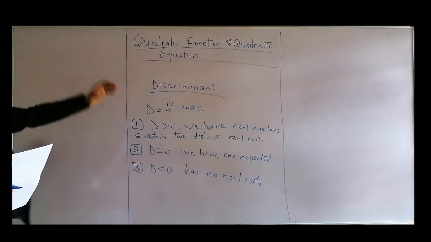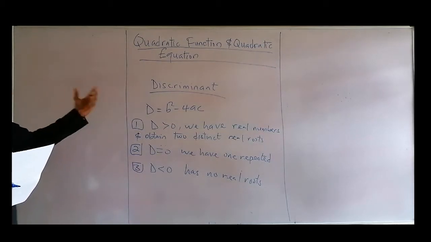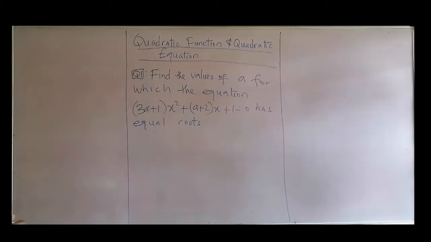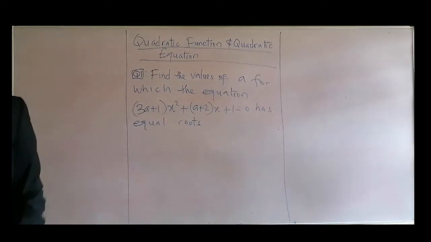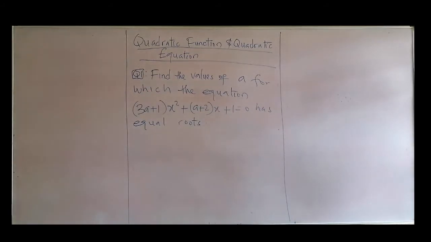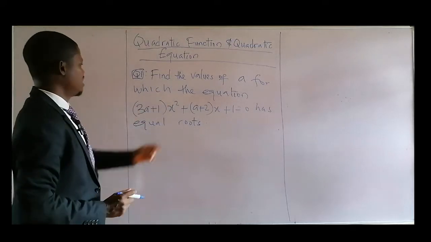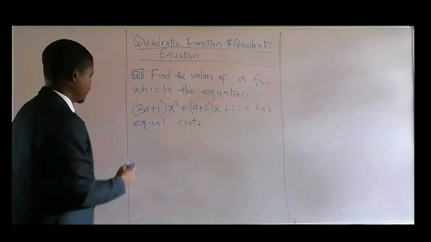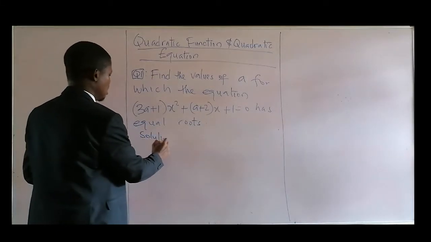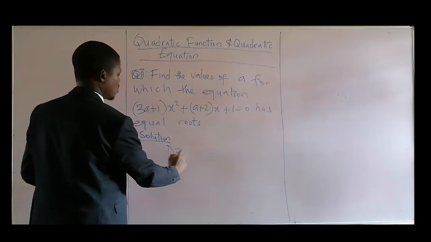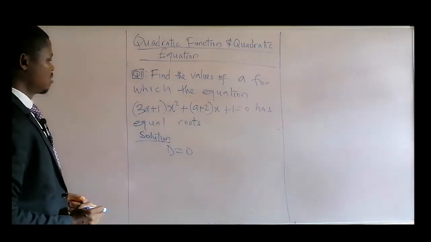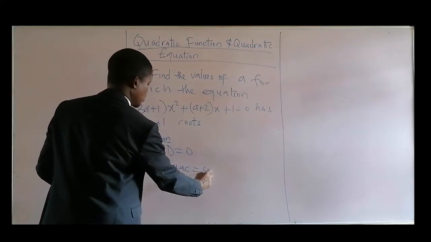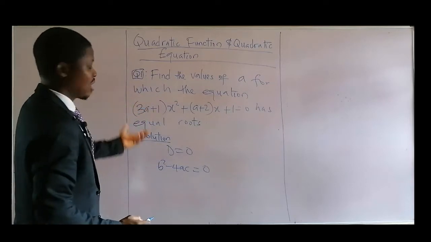The next thing we want to look into now is to play with questions on these three conditions. So this is what we have here in this question. Find the values of a for which the equation which we have here has equal roots. And don't forget, for equal roots, we said that the discriminant will be equal to 0. Which means b squared minus 4ac equal to 0. So in this case now, what is our a value?